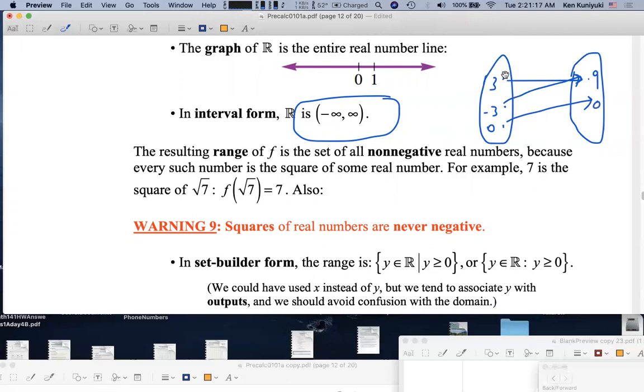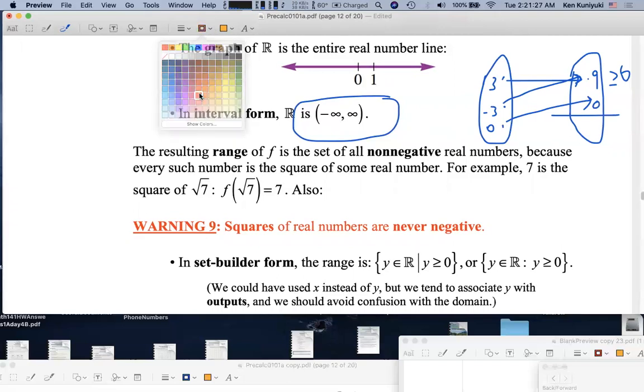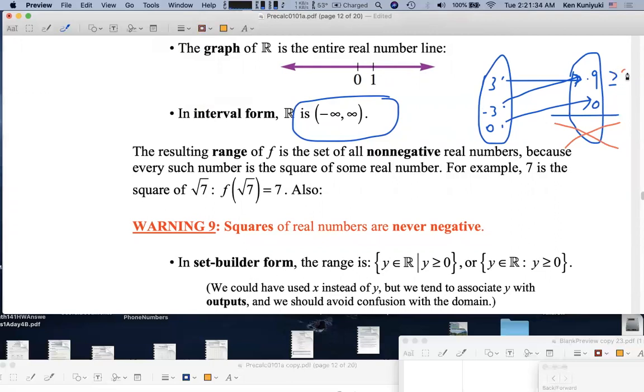So notice that the squares of the various real numbers here will always yield non-negative results. We never ever get negative results. We only get non-negative results. And in fact, every non-negative number is in the range.